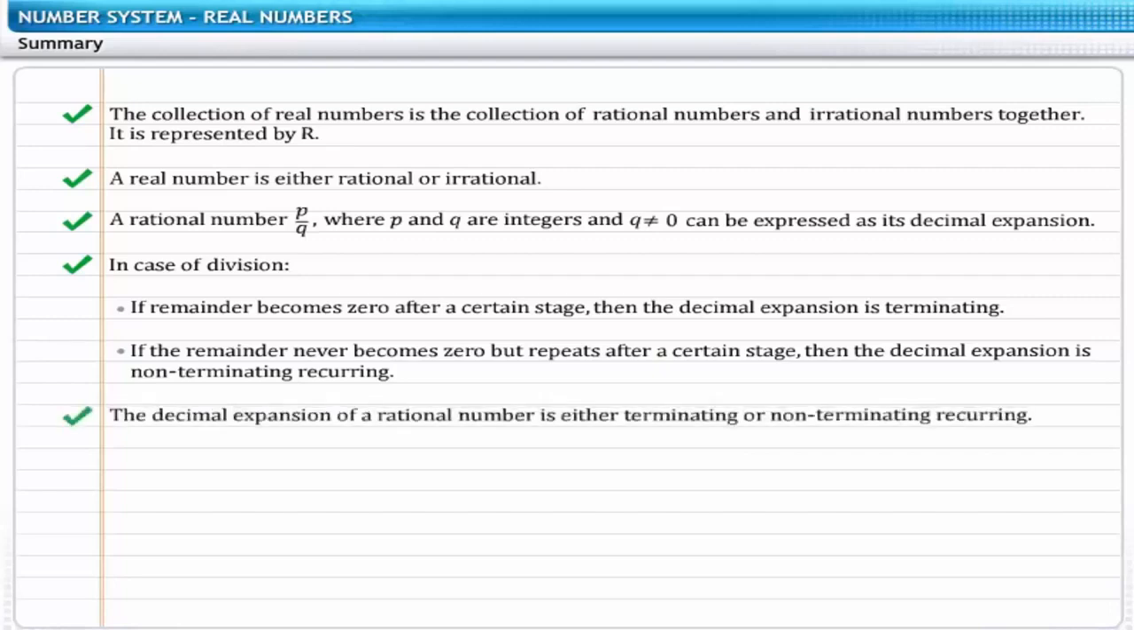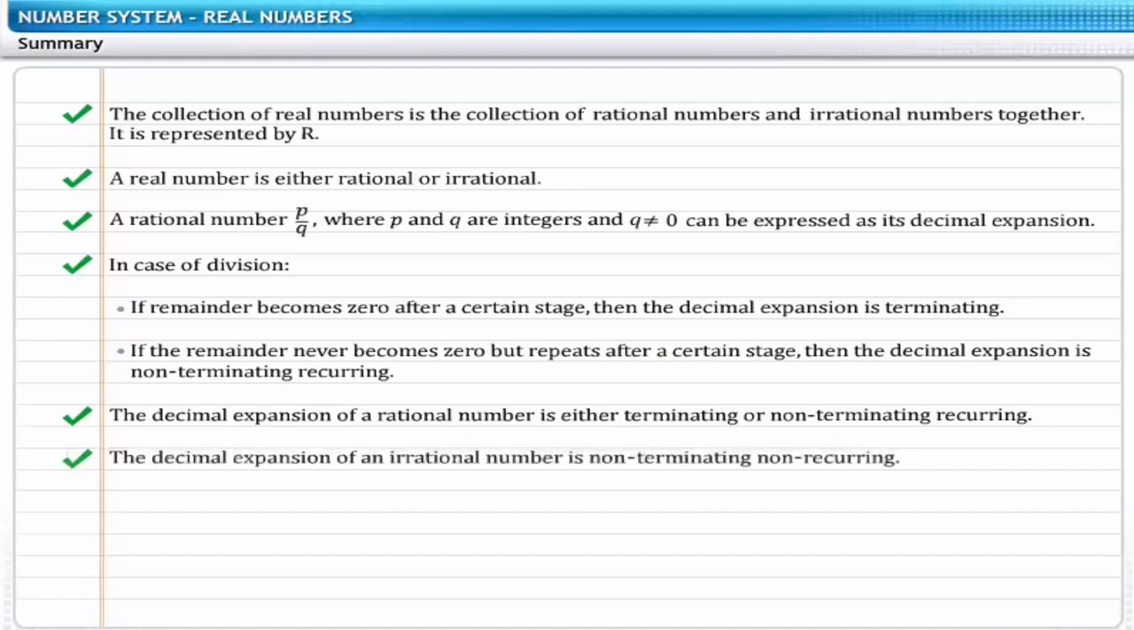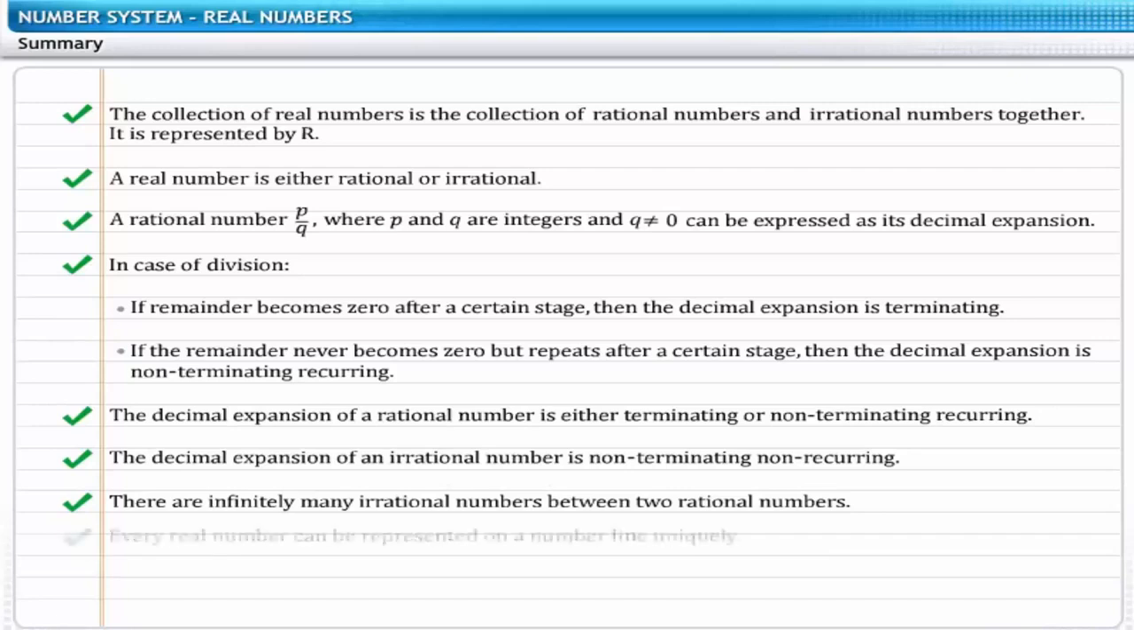The decimal expansion of a rational number is either terminating or non-terminating recurring. The decimal expansion of an irrational number is non-terminating non-recurring. There are infinitely many irrational numbers between two rational numbers. Every real number can be represented on a number line uniquely.